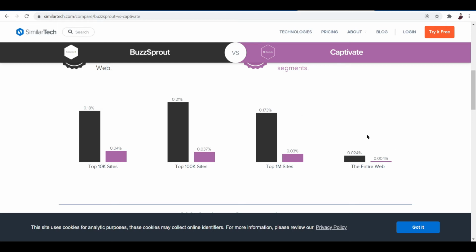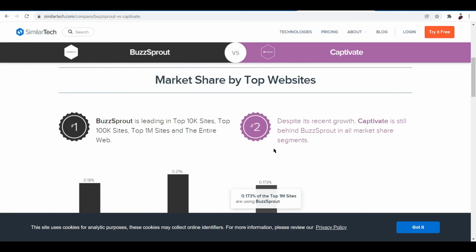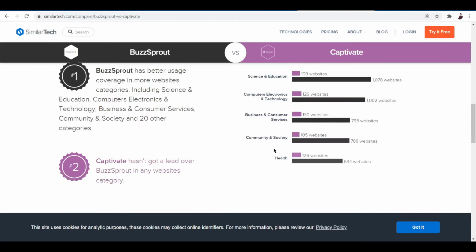So when you're thinking about reaching a wider audience, immediately you don't finish the video and close it and then immediately go for Buzzsprout as well. But yes, it's obvious which one is better when it comes to the market share. It goes to Buzzsprout. Okay.